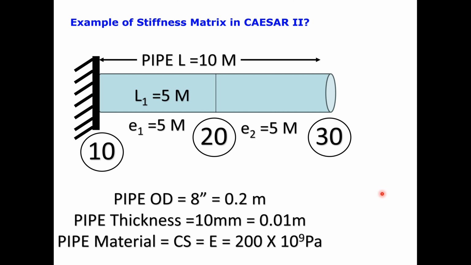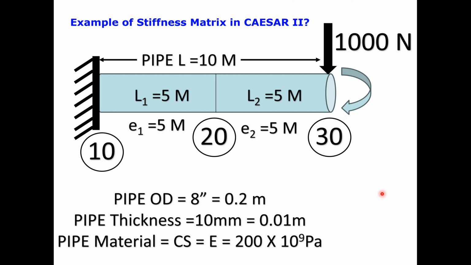So element 1 is having length 5 meter. Element 2 is also having the length of 5 meter, because the whole length 10 meter is divided into two equal parts, and the load, a vertical downward force, which is Fy, is equal to 1000 Newton, is applied at node 30. So bending moment at node 10 will be 10,000 Newton meter, which is equal to applied force 1000 multiplied by the distance from the fixed point. So theta z is equal to 10,000 Newton meter.